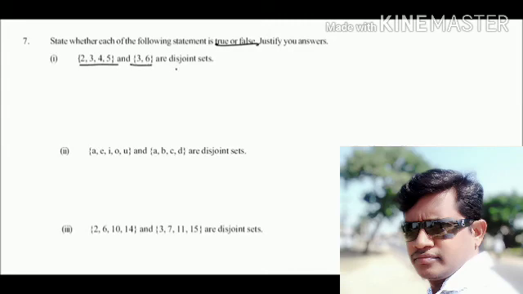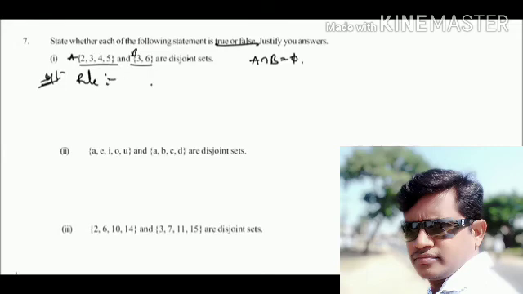Question 7: state whether the following statement is true or false, and justify your answer. The statement says these two sets are disjoint sets. So we try to give the answer here. Think of one as set A and the other as set B. A intersection B will become a null set, then only these are disjoint sets.